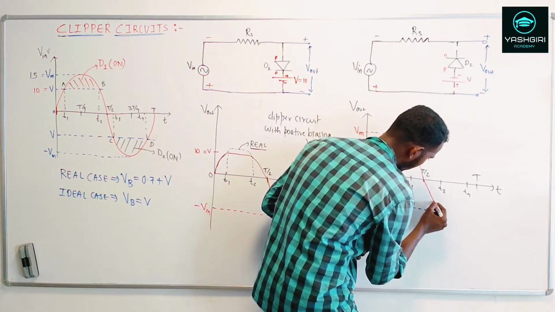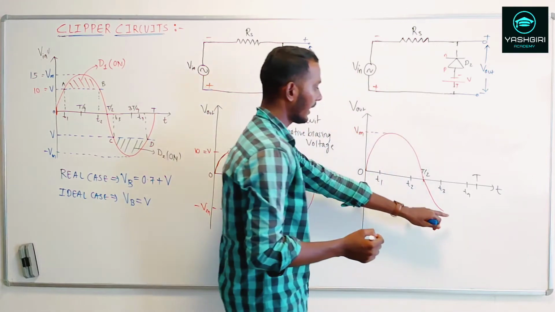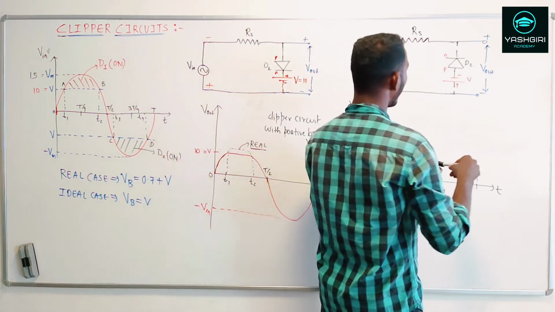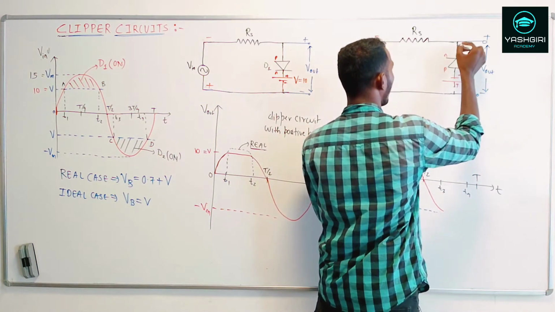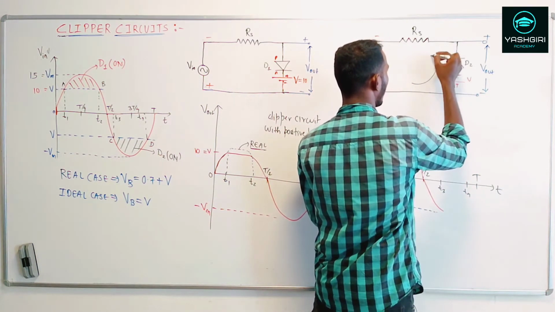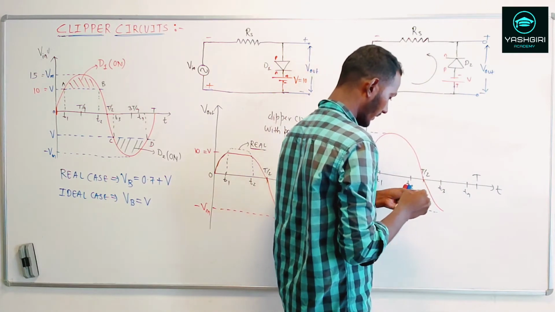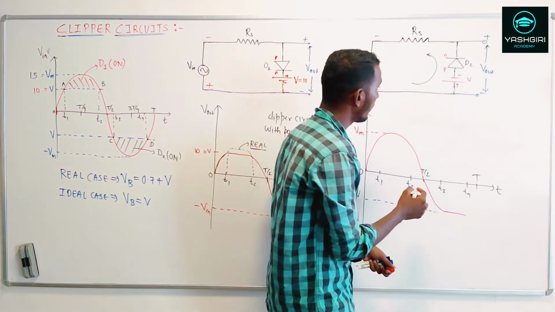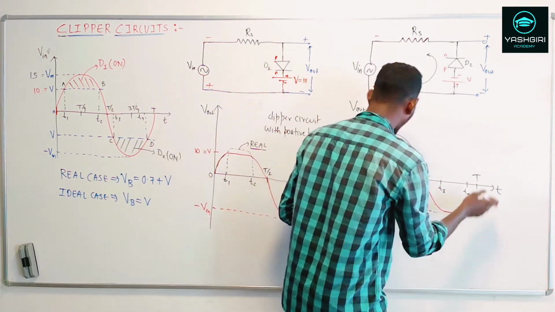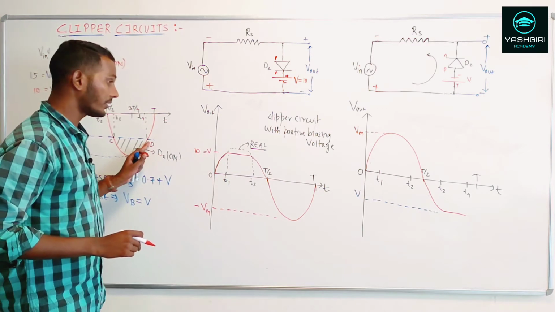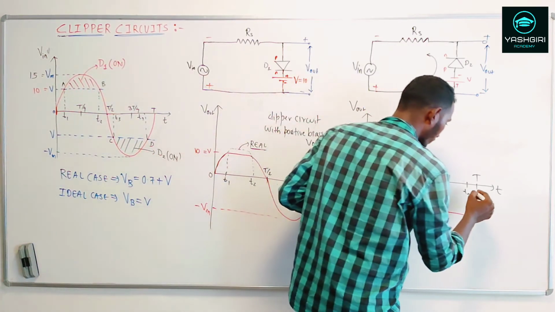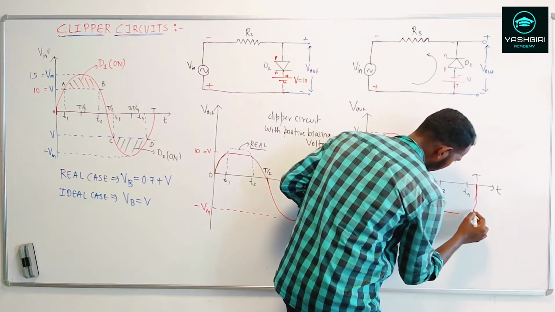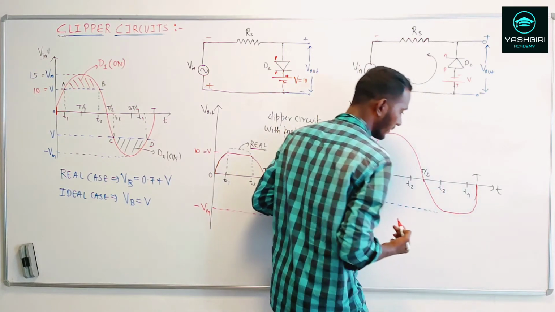So the output follows the input. After this, in the shaded region, the diode starts conducting. When it starts conducting, there will be a current flowing in this, and the output you are going to get is a flat line. So here that's the flat line up till T4. And once it crosses this region, the output follows the input again. So the diode is back in the off state, and that will be seen over here.